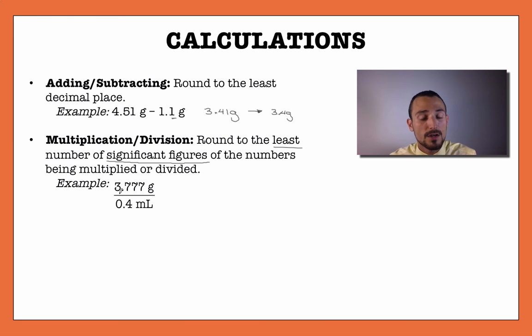So looking here at this number, 3.777 grams, there's 4 sig figs there. The measurement in the denominator only has 1 sig fig. This is my limiting measure, so my answer is ultimately going to be rounded to 1 significant figure.